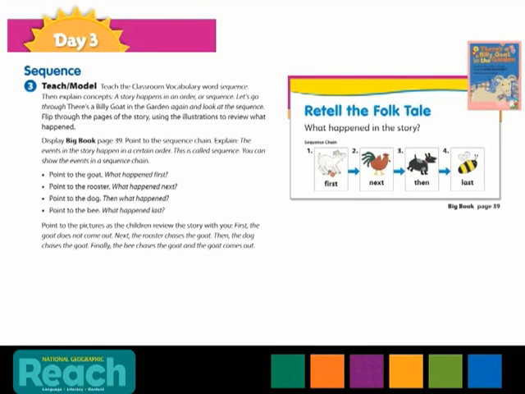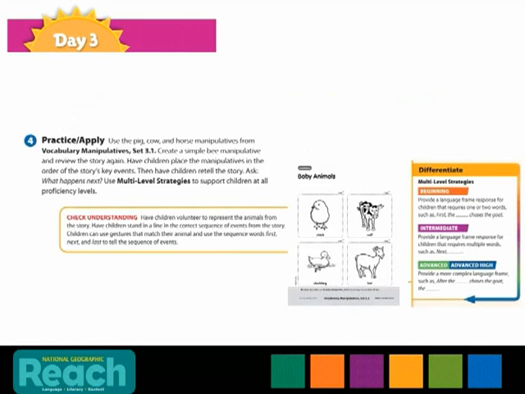Now it's time to introduce a comprehension skill. This will be done using the Big Book for the unit. As you can see in our example, we are using page 39, but in Part 1, we will only be using the top half of the page to model the skill of sequencing. Students will practice applying the skill using the vocabulary manipulatives to retell the story in the appropriate order. And once again, multi-level strategies are provided to support all students.